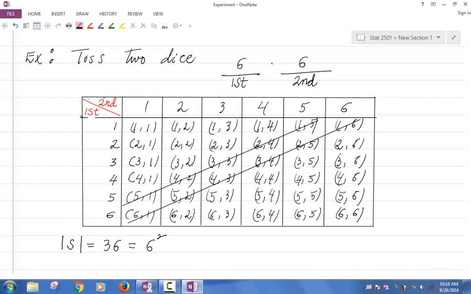Is everybody done completing the table? I'm going to refer to this table many times in the future whenever I use this experiment of tossing 2 dice.